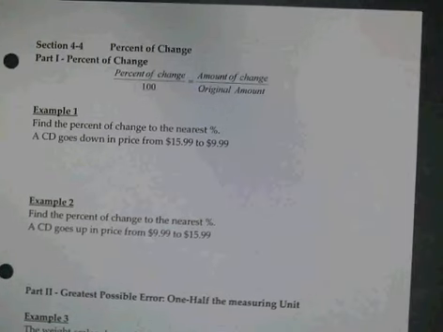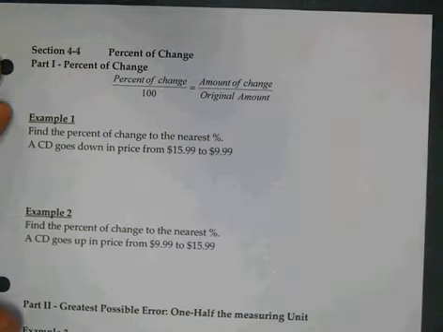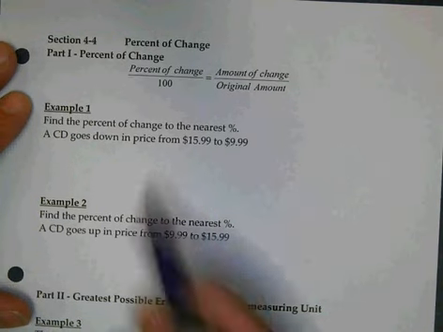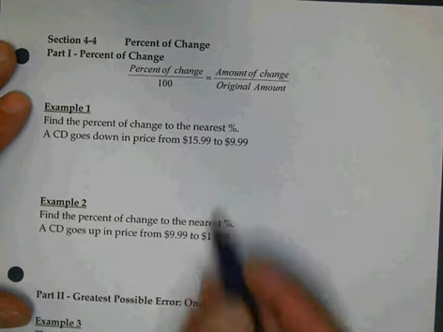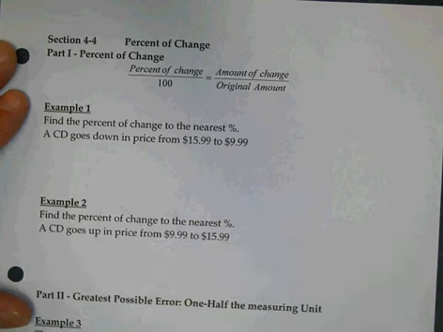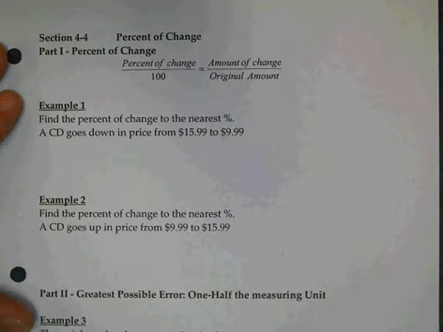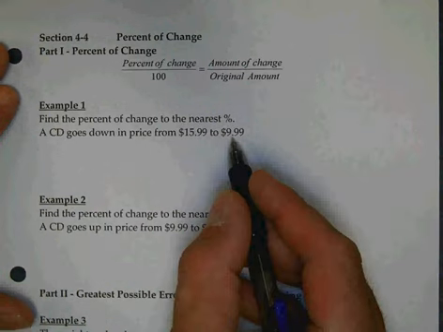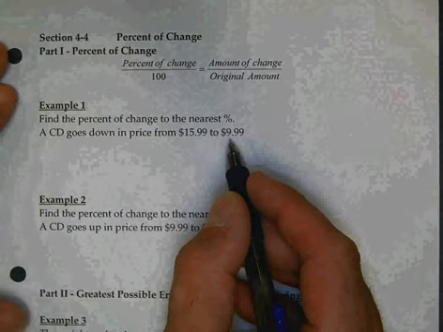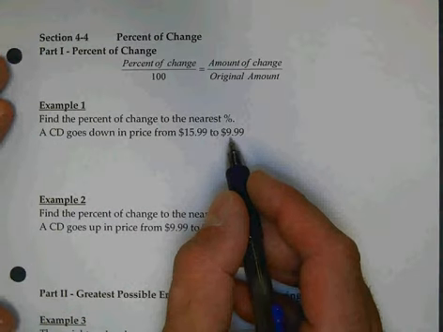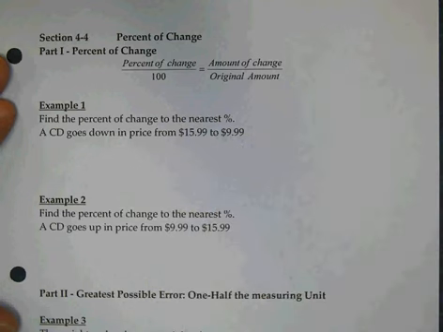So as we're starting here, one of the main ideas we talk about today is called percent of change. Now, my first scenario: you go into a store on one day and the price of a CD was $15.99. You go into the store the next day and the price of the CD is now $9.99. The question is, what does the big sign say in terms of the markdown?